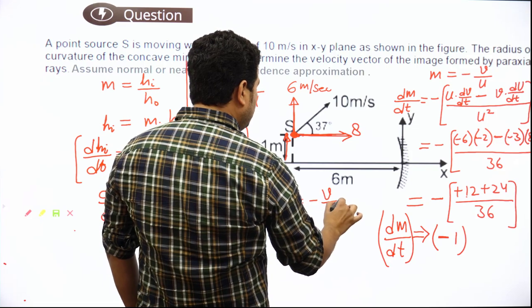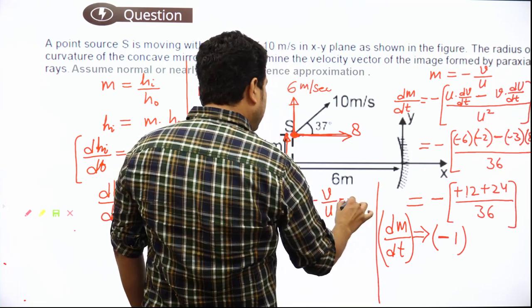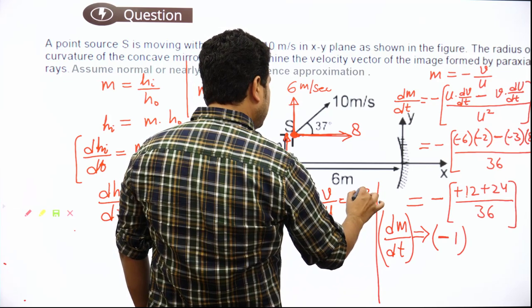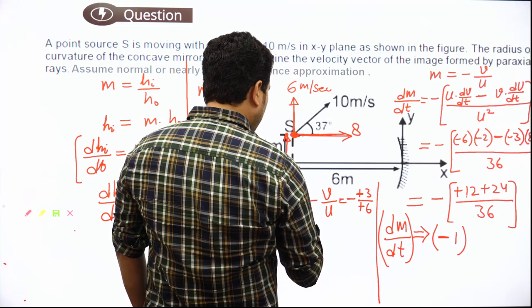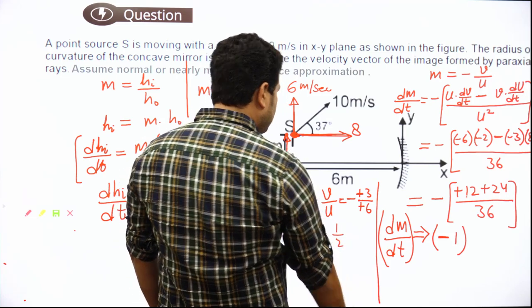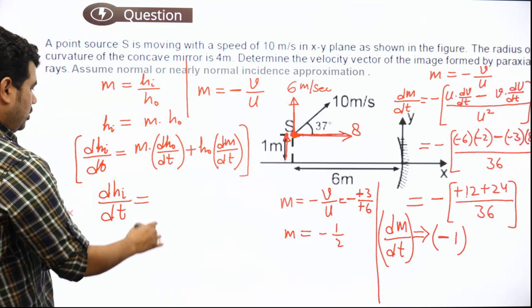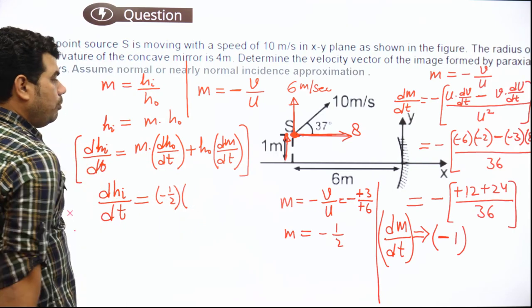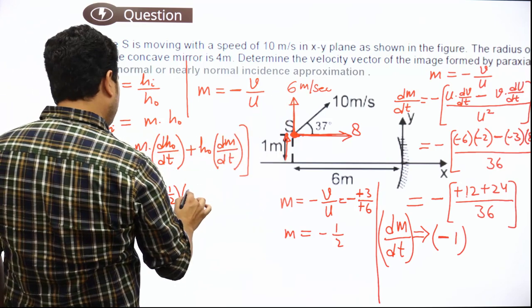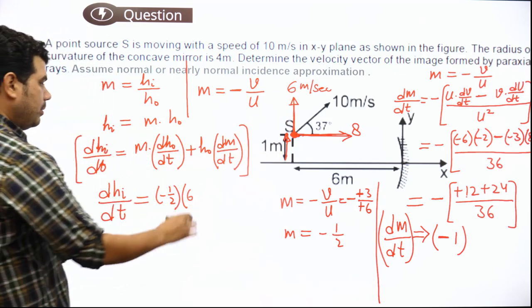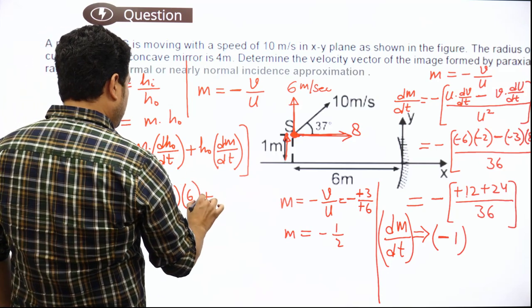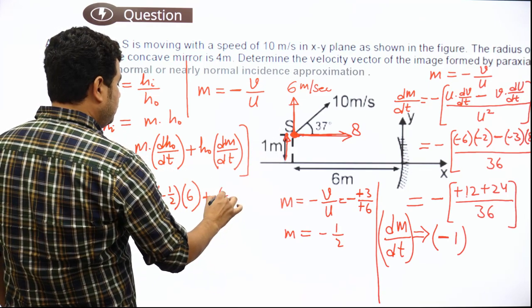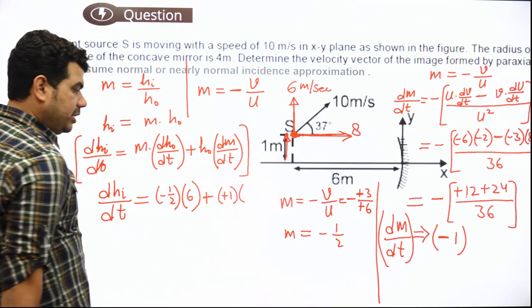Minus v upon u. So, see here, minus. What was v? Minus 3. What was u? Minus 6. Minus minus cancel. So, m is equal to minus 1 by 2. Got it? So, put the value here. Minus 1 by 2. So, what is dho by dt? See here, dho by dt is 6. Okay? So, plus ho. What is ho? See this height. Plus 1. Very good. What has dm by dt come to, children?